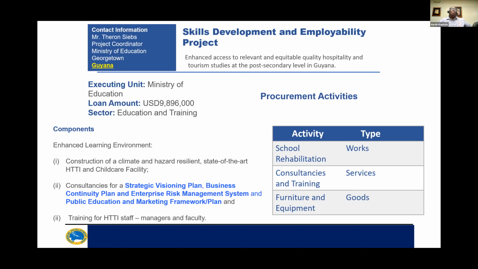And there would be opportunities for training of the staff, both the managers and the faculty. As you know, Guyana is on the cusp of moving quickly ahead in terms of its economic expansion through the oil and gas opportunities, and the tourism sector is one that is quickly expanding to address some of those needs for economic competitiveness and to address the needs that would exist through the oil and gas industry.